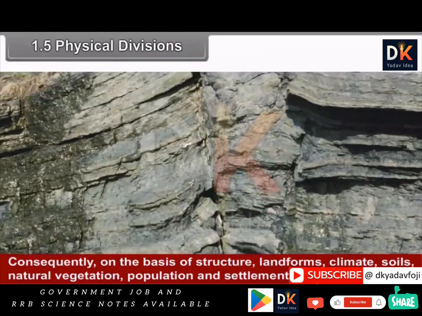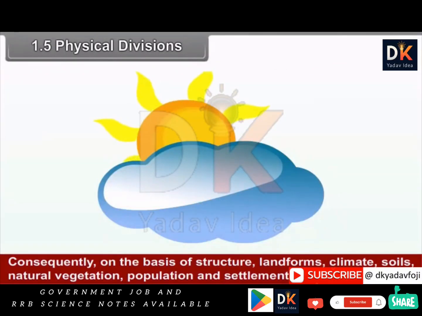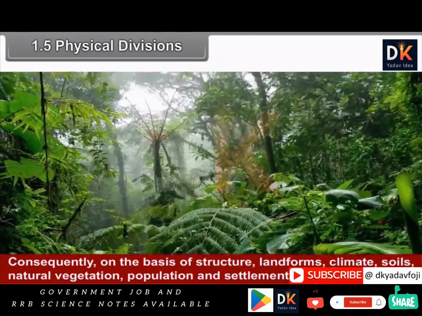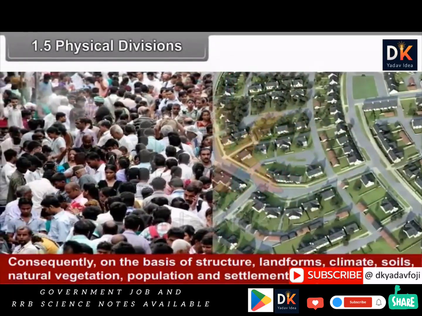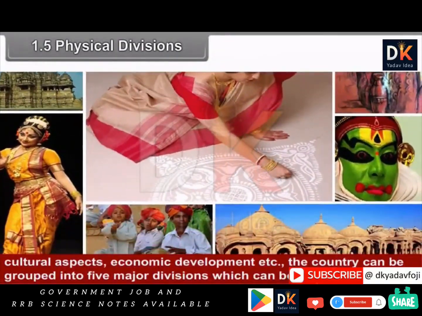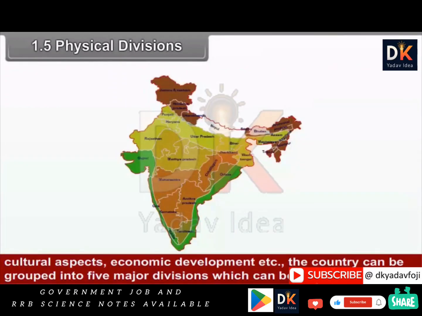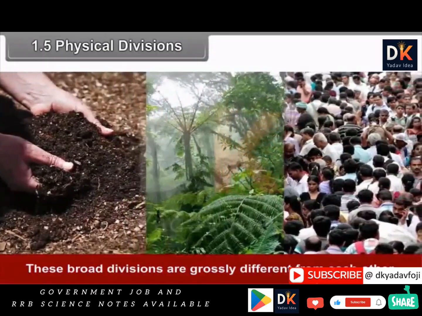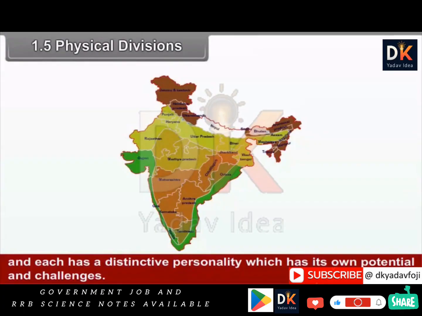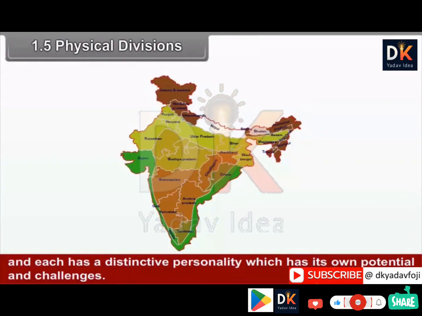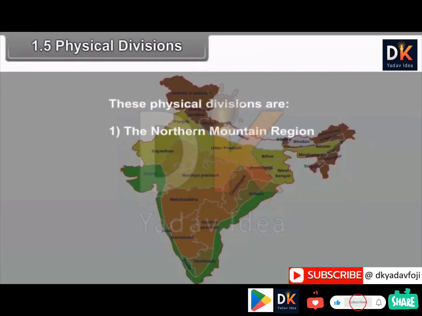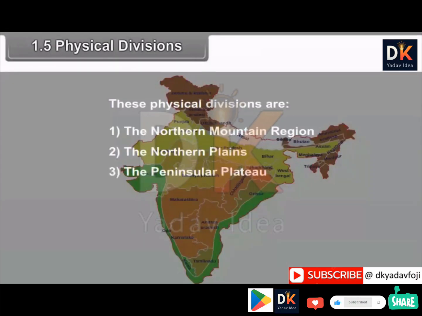Consequently, on the basis of structure, landforms, climate, soils, natural vegetation, population and settlement pattern, cultural aspects, economic development, etc., the country can be grouped into 5 major divisions which can be further subdivided. These broad divisions are grossly different from each other and each has a distinctive personality which has its own potentials and challenges. These physical divisions are: 1. The Northern Mountain Region, 2. The Northern Plains, 3. The Peninsular Plateau, 4. The Coastal Plains, 5. The Islands.